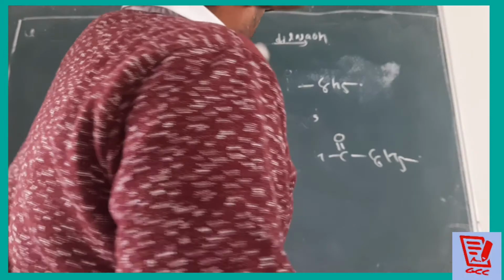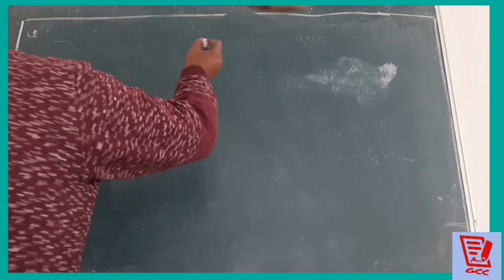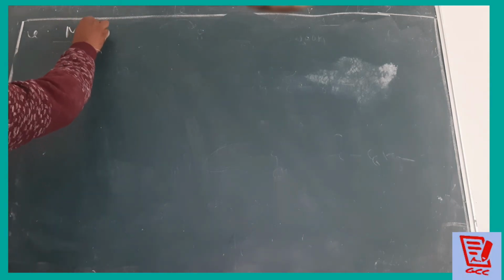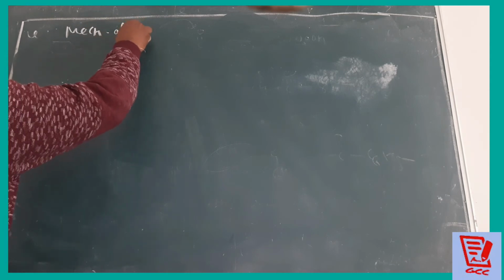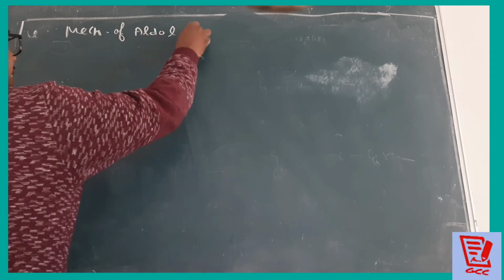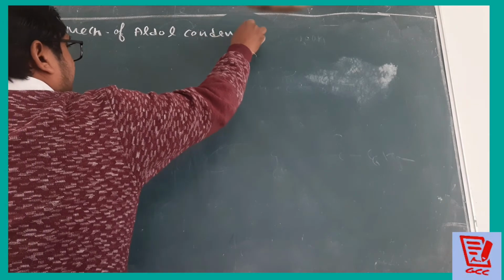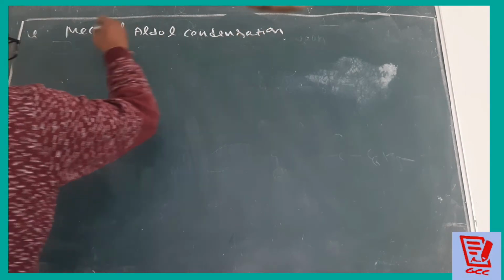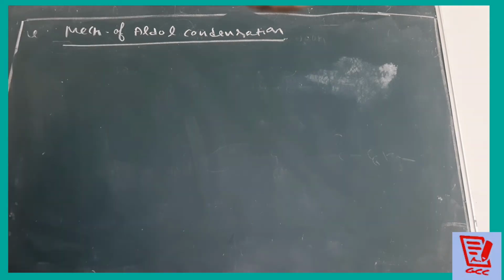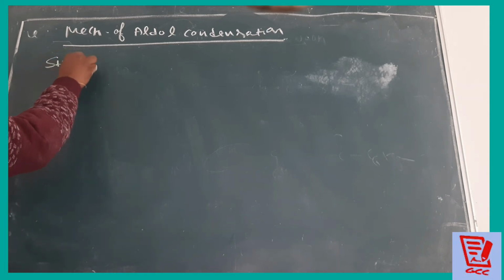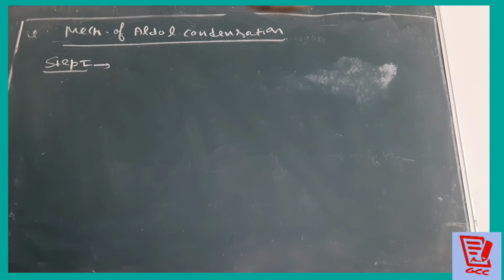let's do one more thing. That is the mechanism of the aldol condensation. What to do there? Mechanism of aldol condensation. Students, whenever we are talking about the mechanism of the aldol condensation, let it be step number 1. Now we are taking any aldehyde which contains alpha hydrogen.